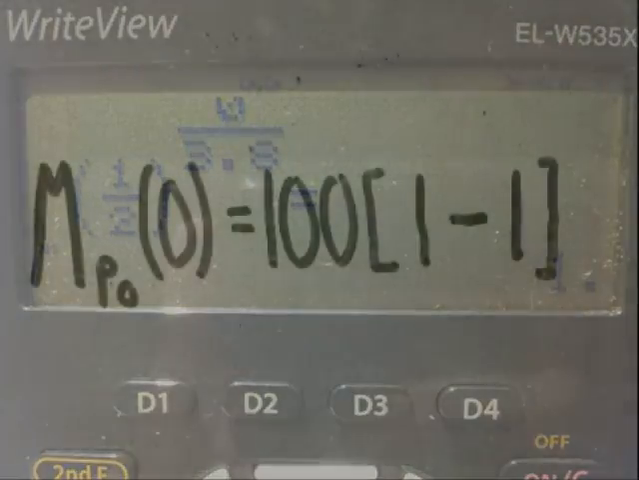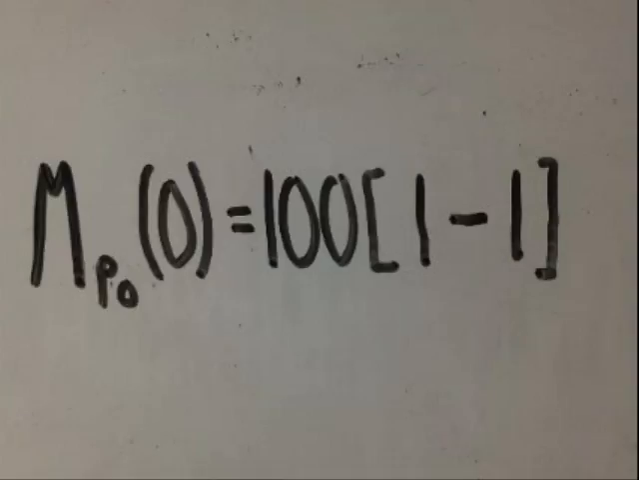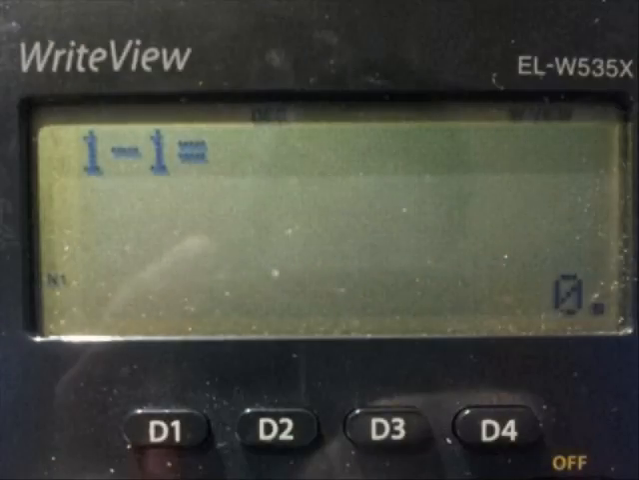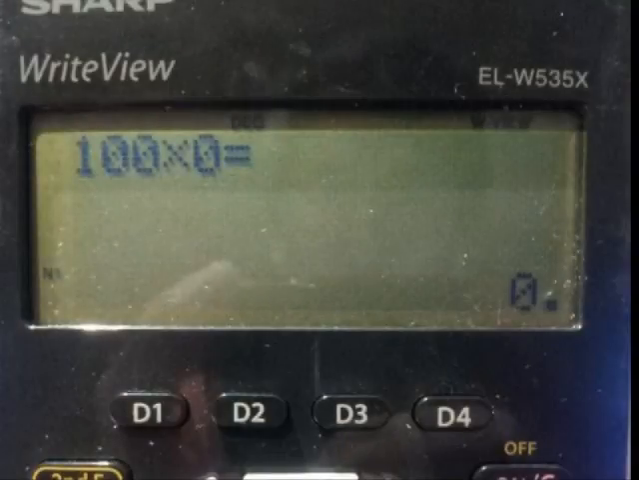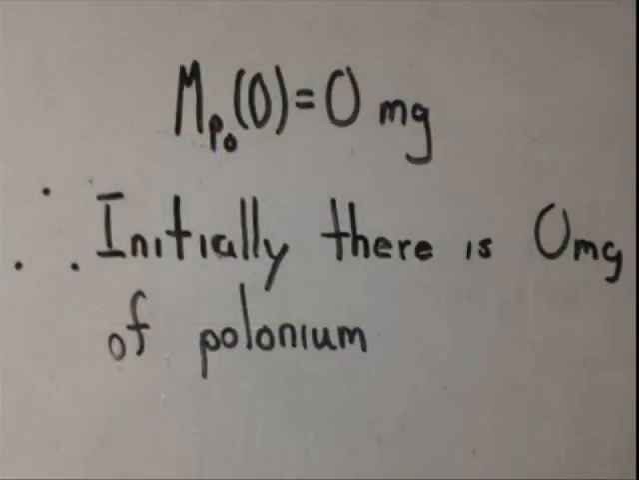and we should get an answer of 1. So our new equation is M_Po(0) = 100(1 - 1). Once again, we must solve what is in the brackets first and plug in 1 minus 1 into our calculators. This will give you an answer of 0. Our equation is now 100 times 0, and the final step is to plug in 100 times 0 into our calculator, which will be 0. Therefore, we can assume that initially there is 0 milligrams of polonium, and this makes sense because the radon hasn't decayed at all, so it cannot produce any polonium.